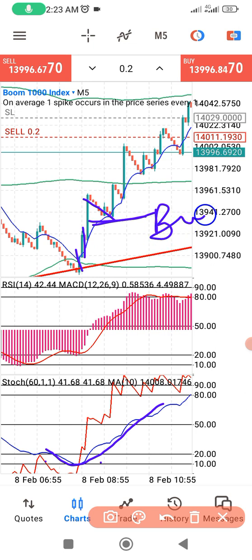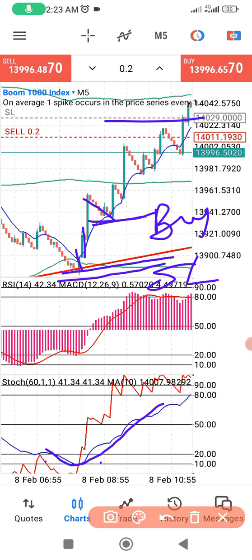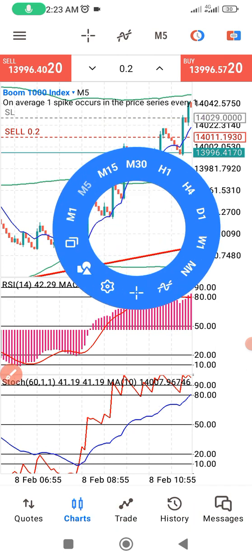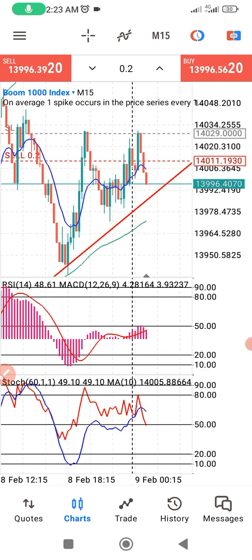You will buy. Your stop loss is at this previous low, then your take profit can be at any point of your choice. And then you allow the market to do its thing in its own way. The same pattern, the same method is applicable for M15, for an M15 time frame.